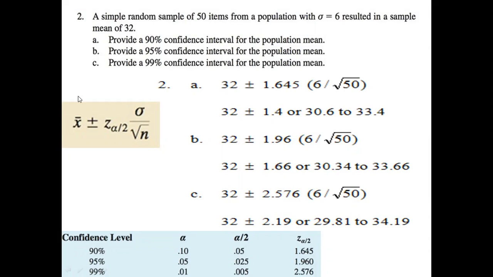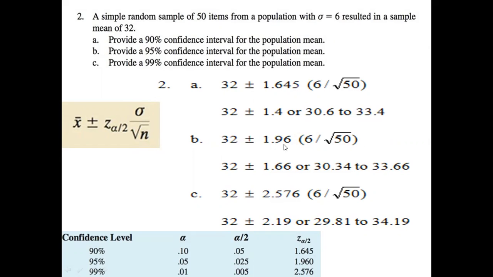So we have everything we need in here. We have the x bar, which is the mean of 32. We have the z alpha over 2, which is given, one of the three. So we have three different ones, we're going to do all three. Sigma was 6, and n was equal to 50. So we just plug all that into the equation, and then we can use our calculator, and we get 32 plus or minus 1.4. And if we do that, we get 30.6 to 33.4. So our interval is from 30.6 all the way to 33.4.